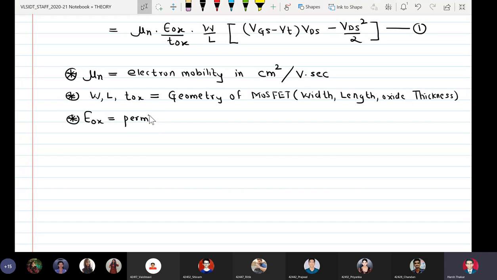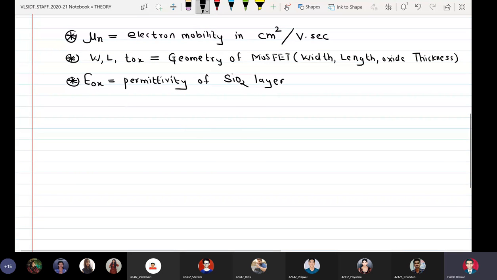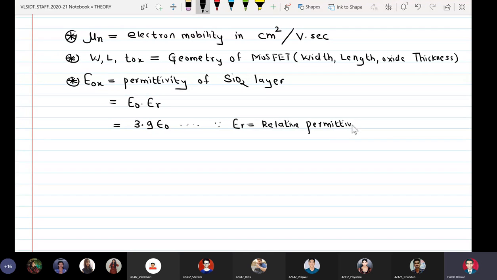is the permittivity of SiO2 layer, which is equal to epsilon 0 into epsilon r, which is equal to 3.9 times epsilon 0, since epsilon r, the relative permittivity of SiO2, is 3.9.